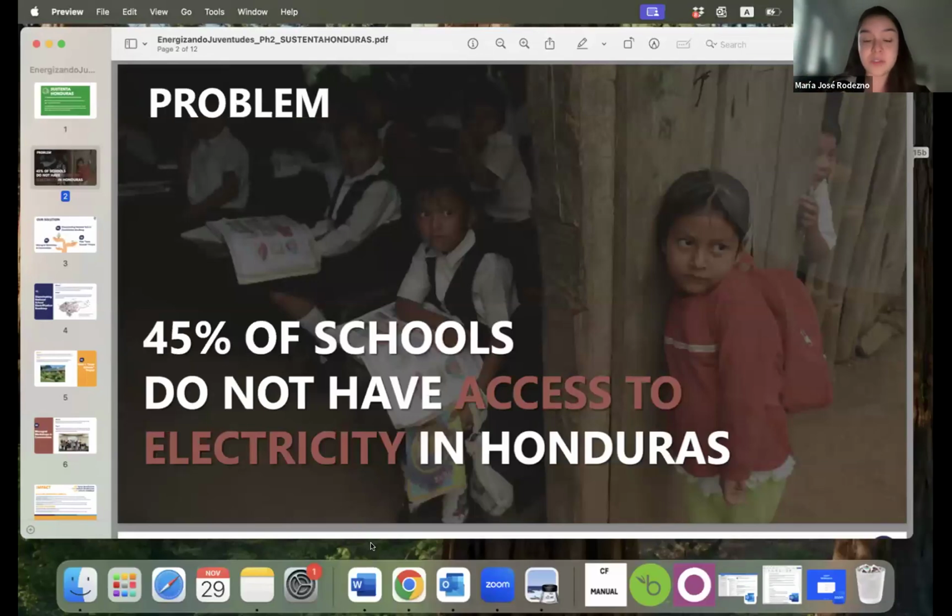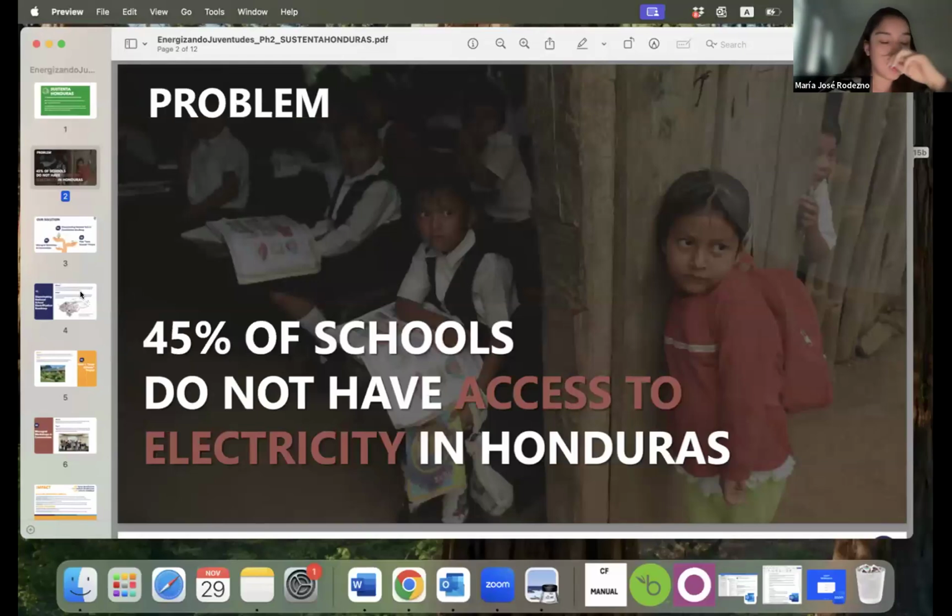This had never been done before. We had rough estimates based on different census and research that had been made before, but it was the first time that anyone decided to map how many schools lacked access to electricity in the country. And we were able to create this GAP tool, that's the name of the tool, and it's open access.